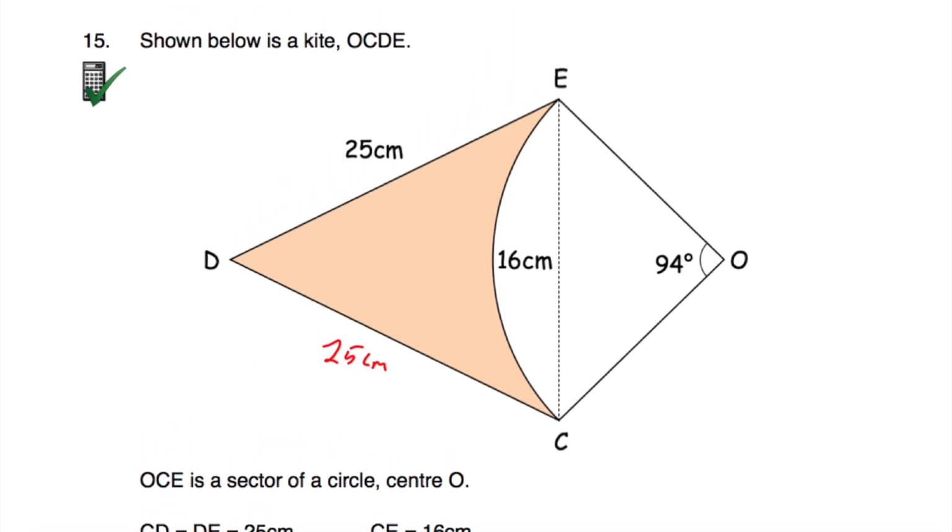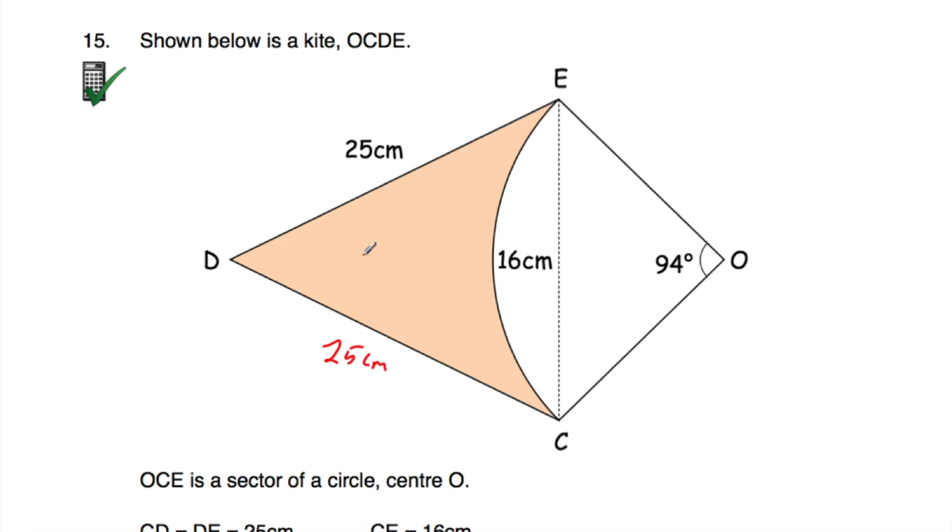Okay, so to find the area of the shaded region, I'm going to find the area of the whole kite, and then I'm going to find the area of this sector, and I'm going to take the area of the sector away from the area of the whole kite to find the area of the shaded region. Now the area of the sector will be quite straightforward once we work out its radius. At the minute we only know the angle and this distance here. We don't actually know the radius of that circle, so we need to find the distance OE or OC, and then once we know that we can find the area of the sector.